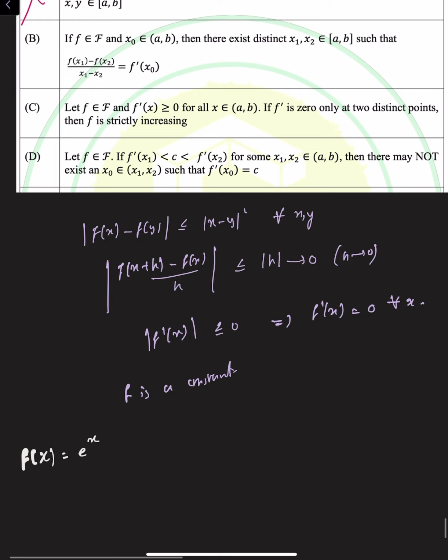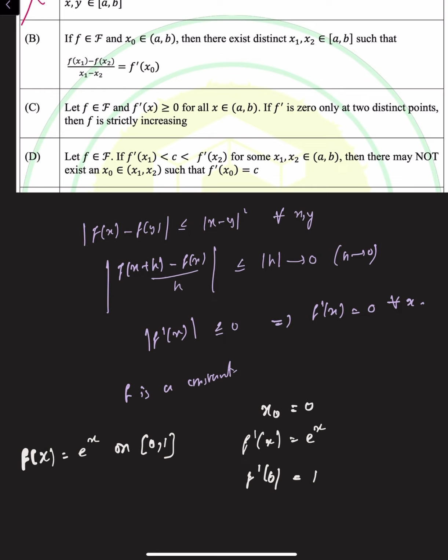So if f(x) is e to the power of x, on the interval, let's take 0 to 1, this satisfies the differentiability property. It is continuous on the closed interval [0, 1], and also differentiable on the open interval (0, 1). Now if we consider f'(x), this f'(x) is nothing but e to the power of x. So f'(0) is nothing but 1.